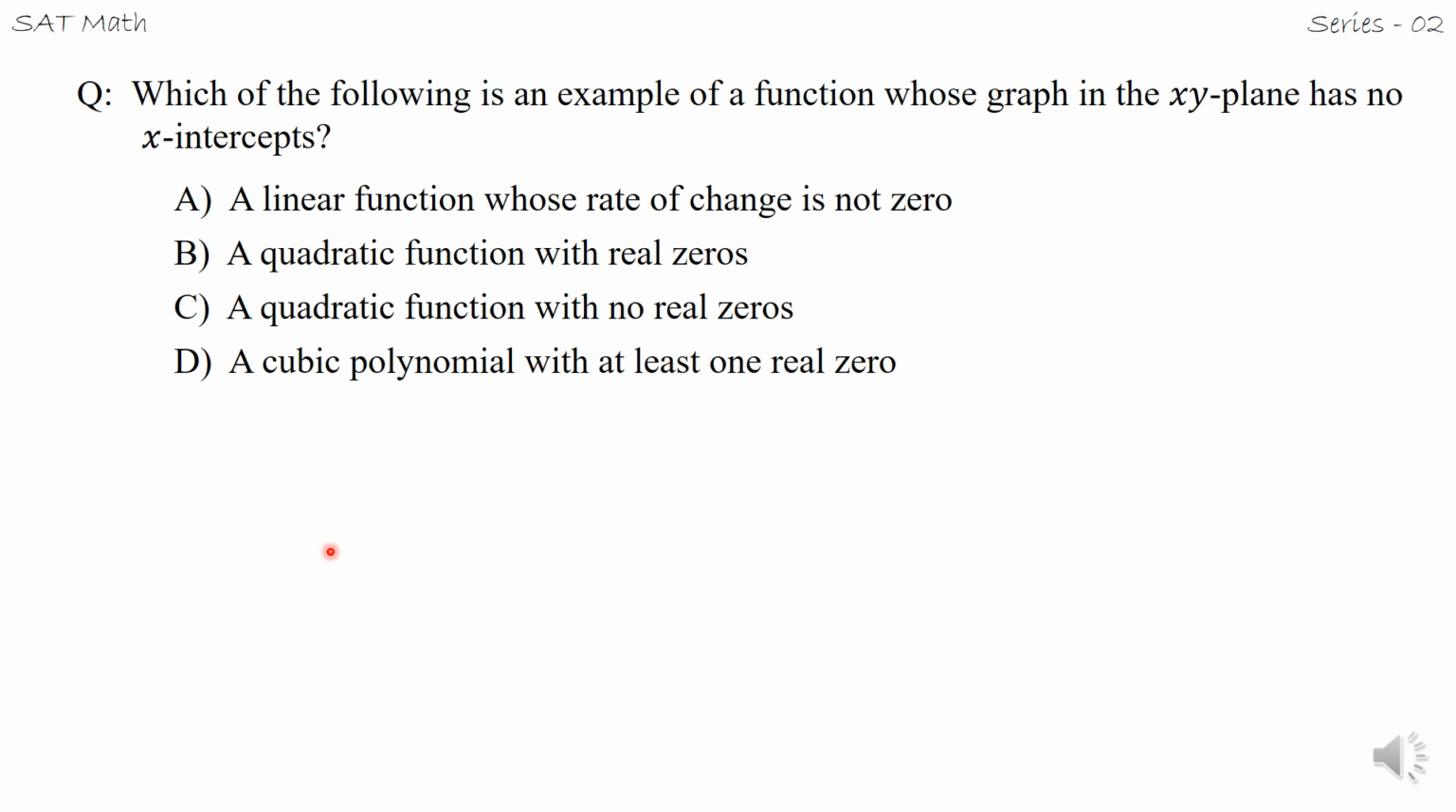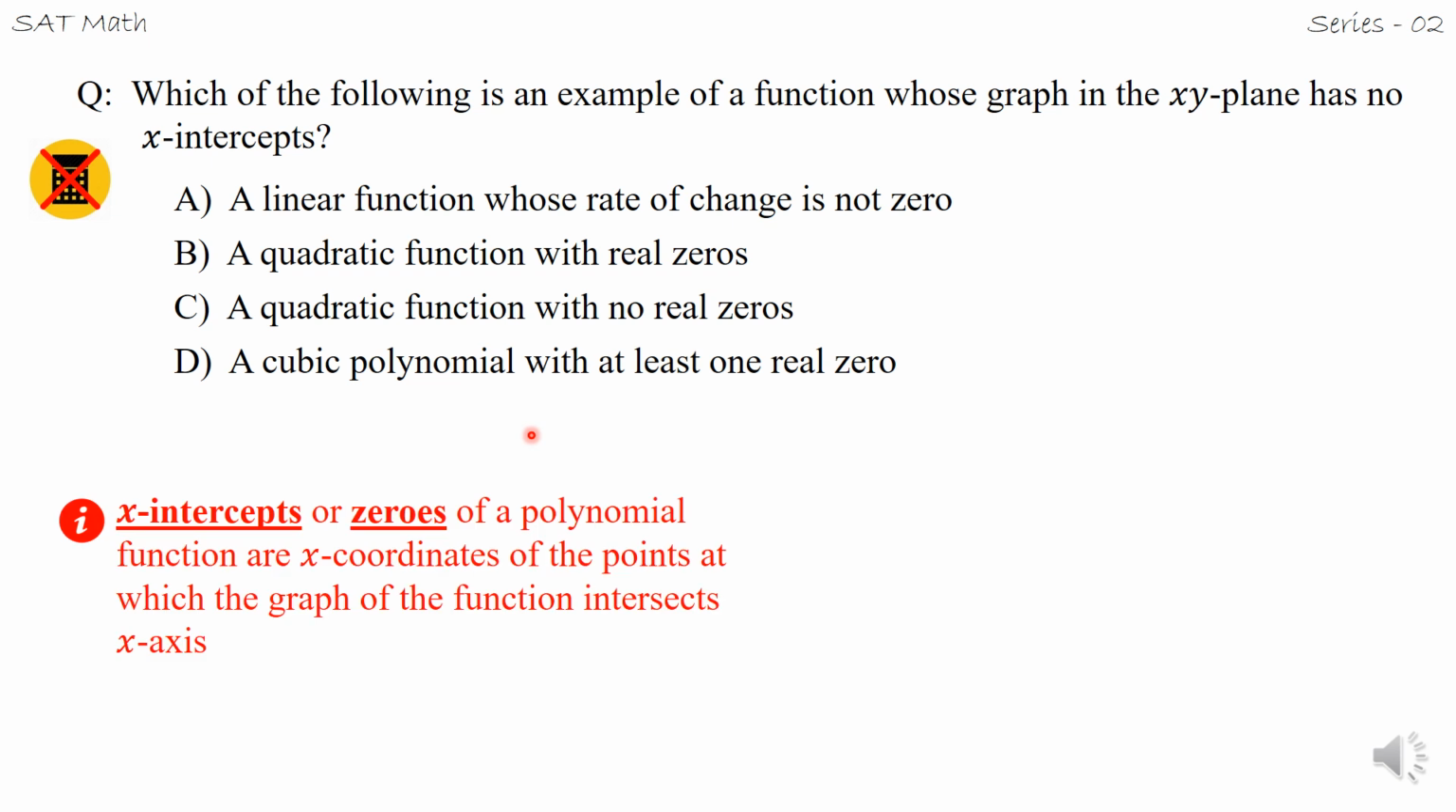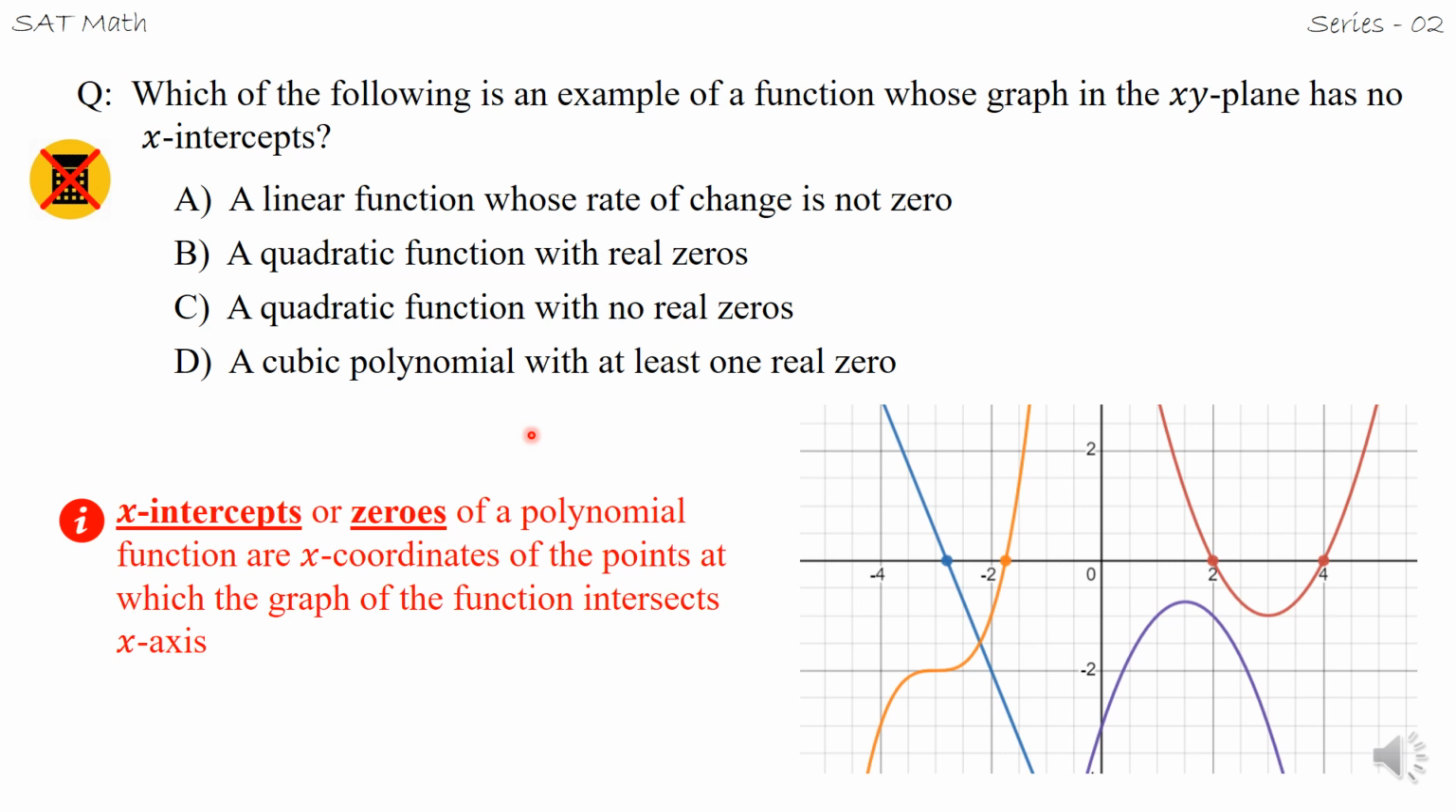Which of the following is an example of a function whose graph in the xy plane has no x-intercepts? Here 4 functions are given. We need to find which of these functions has a graph with no x-intercepts. We know x-intercepts, also called zeros, are the x-coordinates of the points at which the graph of the function intersects the x-axis. I have drawn a graph representing all these 4 functions. Let us take them one by one.